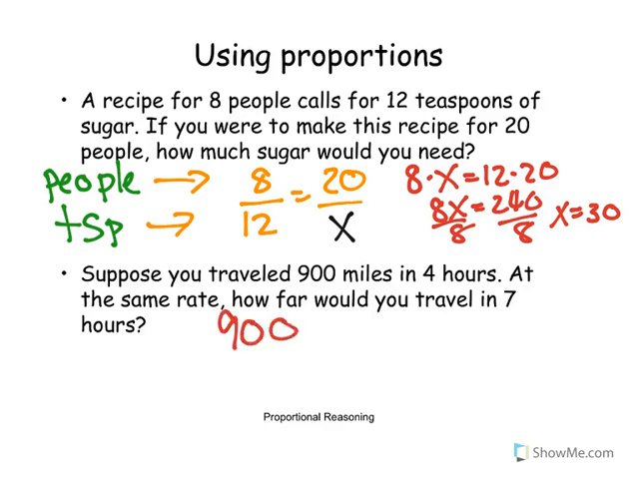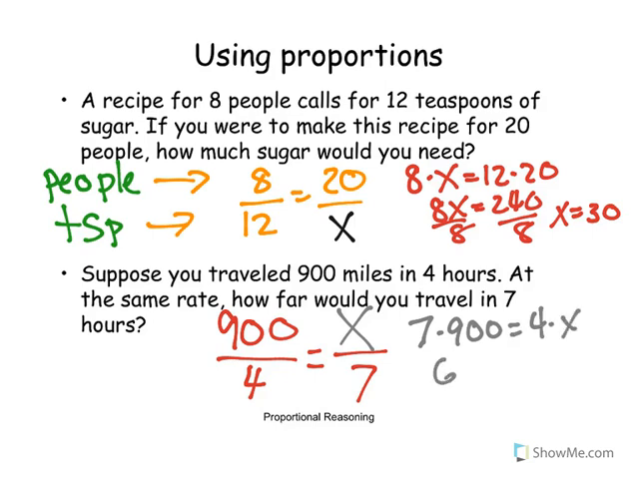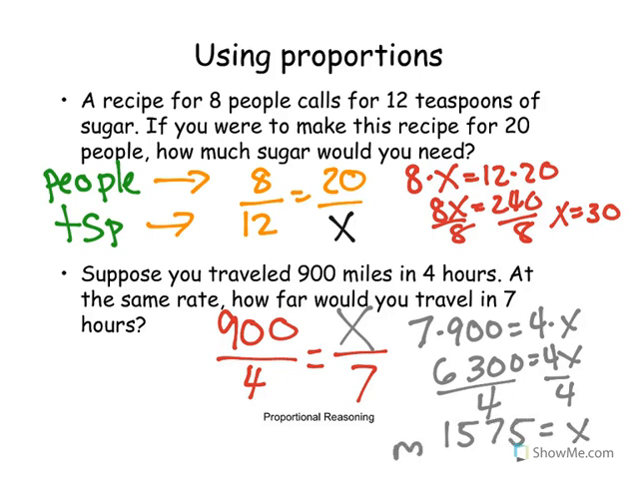900 miles would take you 4 hours. Now 7 hours goes in my denominator because that's where I have hours, right? How far would we go? Well, that's my variable. So if we want to cross multiply, you'd have 7 times 900 equals 4 times x. So we're going to divide both sides by 4, and that should give us 1,575 miles. And this should be teaspoons. Now another thing you could do here is find the unit rate. Right? 900 divided by 4 is 225 miles an hour. You can multiply that by 7.